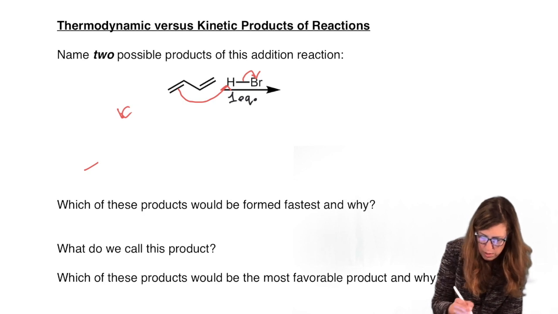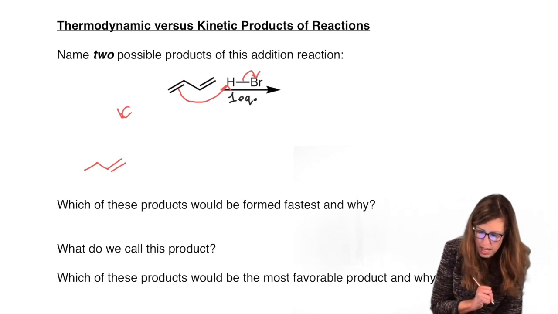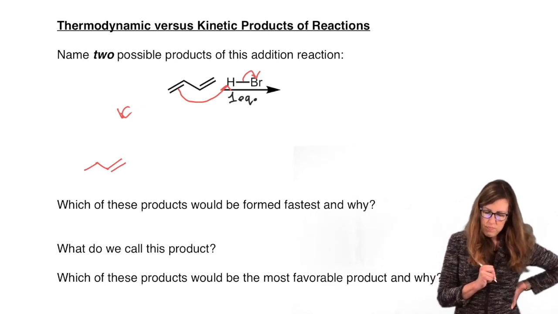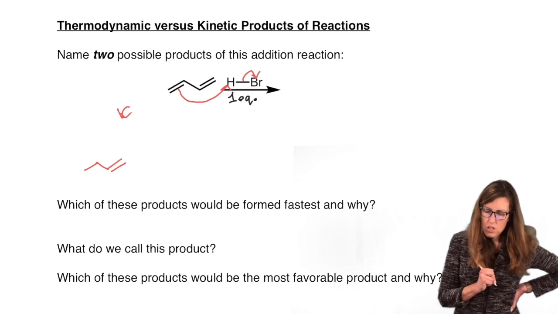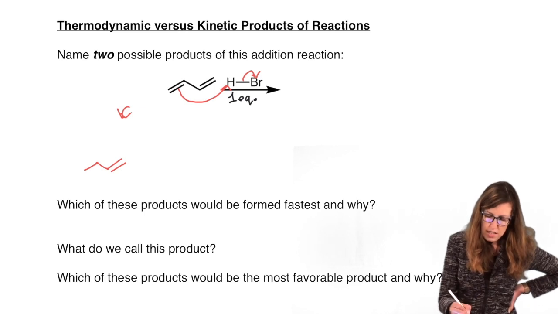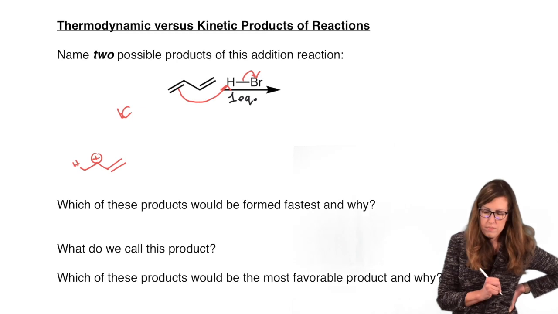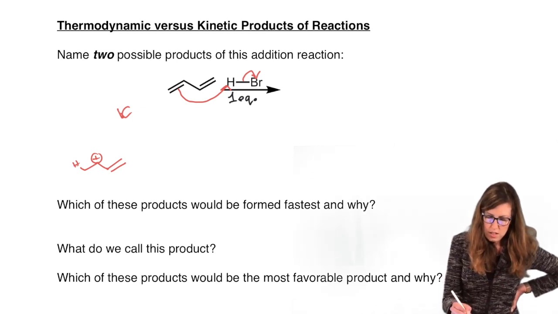Oops, I don't have a pi bond. So I left this one alone. And where's that H going to go? That H is going to go where we'll get a more stable carbocation. So that means we're going to give that the H so that we can have a secondary carbocation instead of a primary one. And that has resonance. So this is actually secondary with resonance.